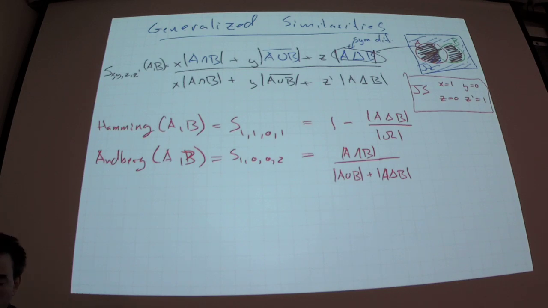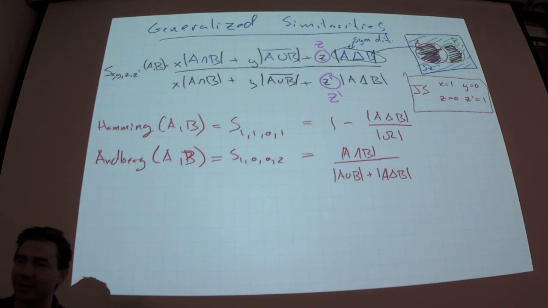What's the difference between z and z prime? Right. If I look here, this is z, and this is z prime. They show up in different spots in this formula because they're both modifying the size of the symmetric difference. So they're related in some way. There isn't any other reason than that, as far as I know.